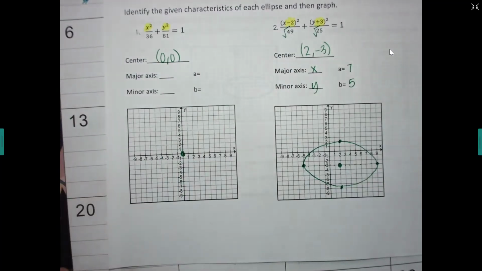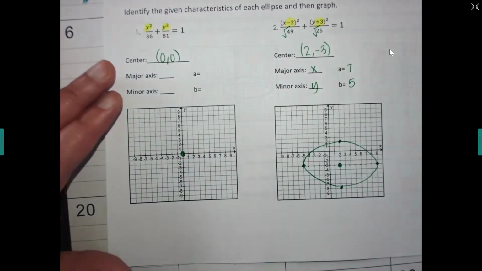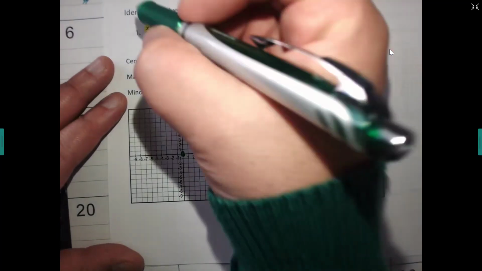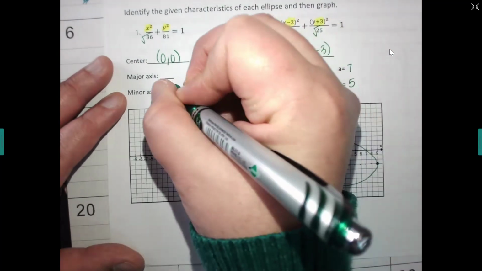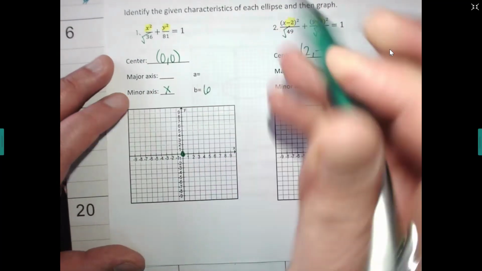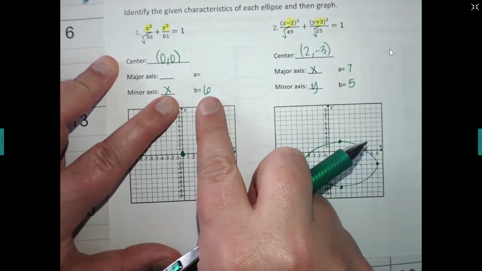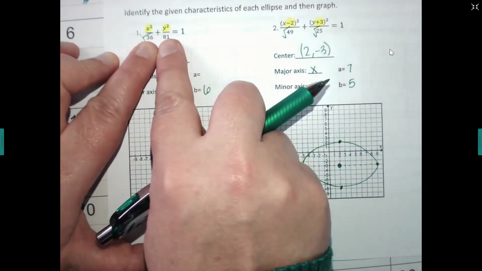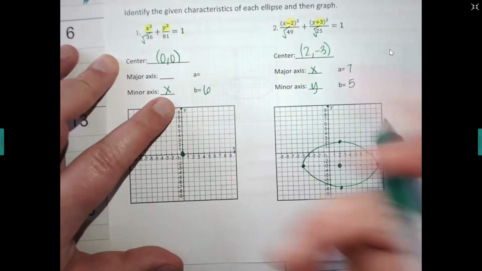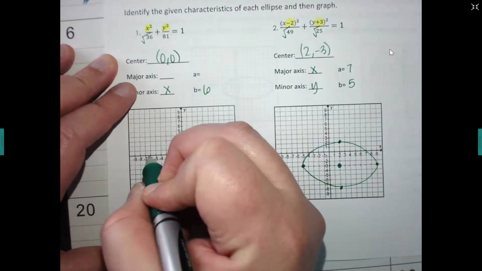Okay, what is the number under x? 36 square rooted is 6. So I'm going to put that my x is a 6. Now notice that this time I'm placing it in the minor spot because which of these numbers is bigger, the x or the y? The y is bigger, that means the x is the minor. So I'm going to count 6 and 6.